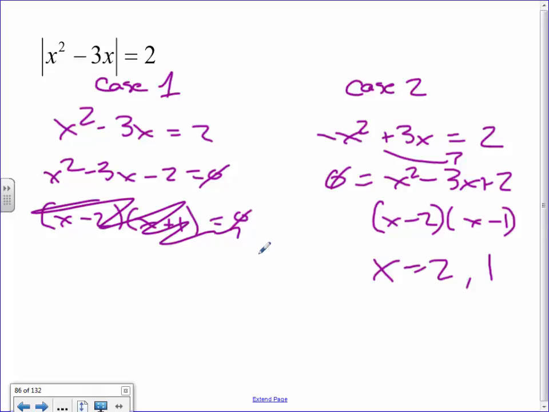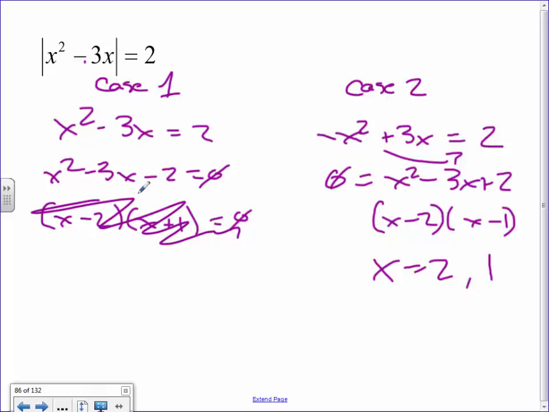Let's check that. So I guess x is like 4 answers? Yeah, it is possible you can have more than 2 answers. You could have 4 answers. Let's just check this one first though. If I put 2 in here, 2 squared is 4. 3 times 2 is 6, so 4 minus 6 would give you negative 2. But negative 2 would then become positive 2. But that's good, right? 1 squared minus 3 times 1 will give you minus 2 as well, but the absolute value is 2, so they still work, right?